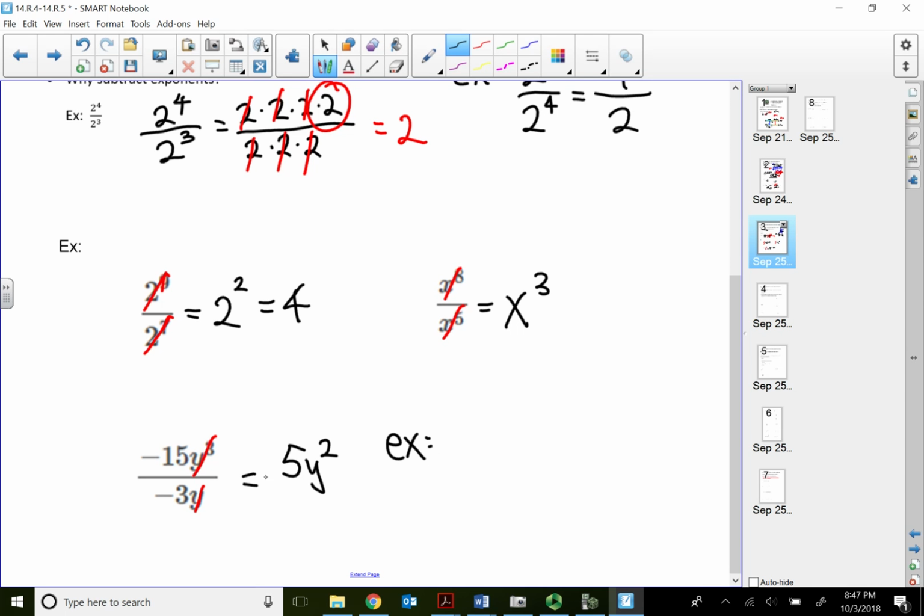Quickly, for example, if I still have negative 15 on top, but this time it's only a y, over negative 3y to the 3rd power. Again, negative 15 over negative 3 gives me a 5, and that 5 is 5 over 1, so that means the 5 is on top. But this time I have 1 y on the top, 3 of them in the bottom being multiplied. When they cancel out, or when we subtract the exponents, I should have 2 of them left in the bottom. So my answer will simply be 5 over y squared.